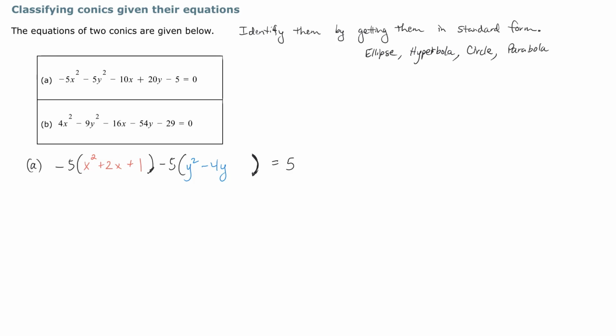So the first term, we subtracted 5. So we're going to subtract 5 on the other side of the equation. The second trinomial there, we're going to subtract 20. So if we subtract 20 on one side of the equation, we've got to subtract 20 on the other side of the equation. And now we rewrite this problem. -5 times the quantity x plus 1 squared minus 5 times the quantity y minus 2 squared is now equal to -20.